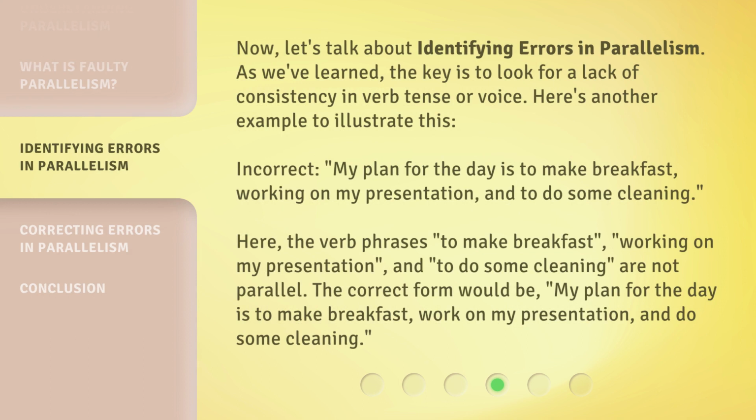Now, let's talk about identifying errors in parallelism. As we've learned, the key is to look for a lack of consistency in verb tense or voice. Here's another example to illustrate this. Incorrect. My plan for the day is to make breakfast, working on my presentation, and to do some cleaning. Here, the verb phrases, to make breakfast, working on my presentation, and to do some cleaning, are not parallel. The correct form would be, my plan for the day is to make breakfast, work on my presentation, and do some cleaning.